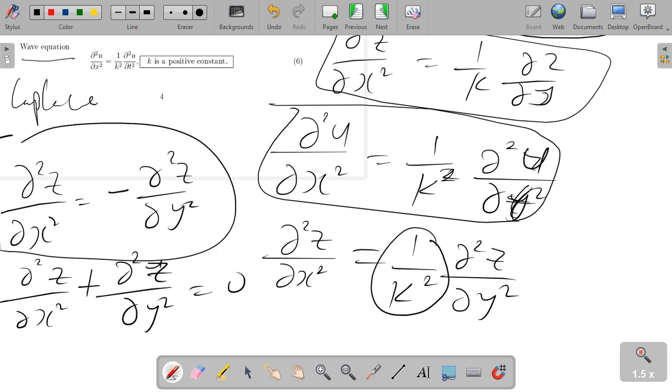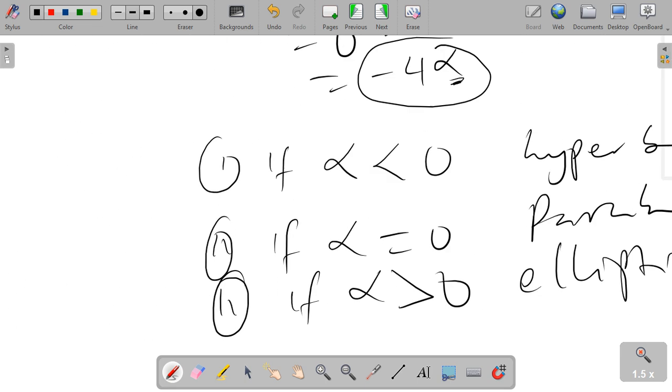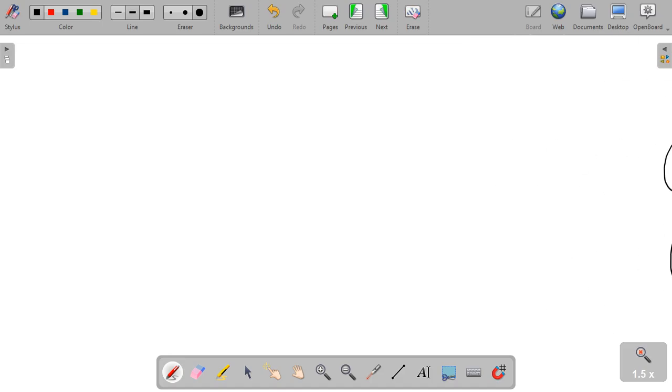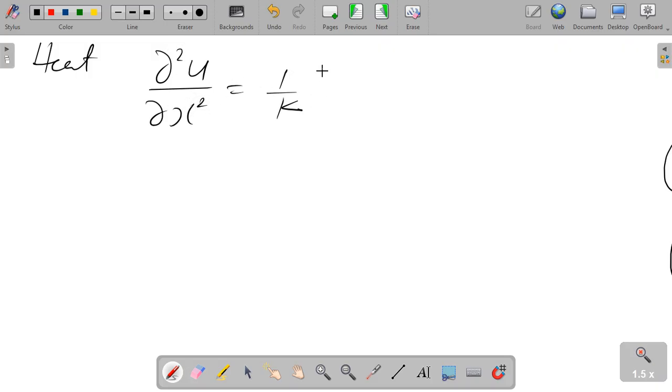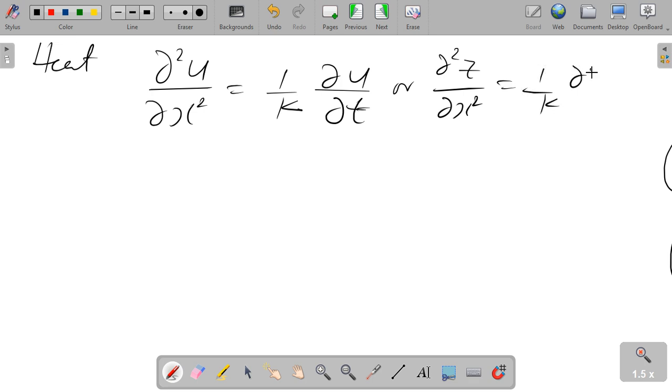So let's write it together. Remember, you start from heat, then you wave it, and from waving it you go to Laplace. Let's start from heat. Heat is partial squared u over partial x squared is equal to 1 over k, then partial u over partial t. As simple as this. Or you can use x, y, z by saying partial squared z over partial x squared is equal to 1 over k partial z over partial y.